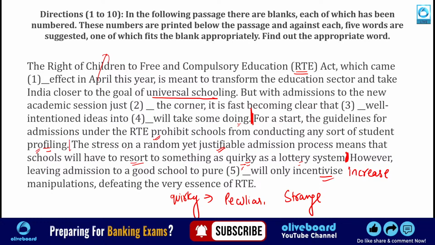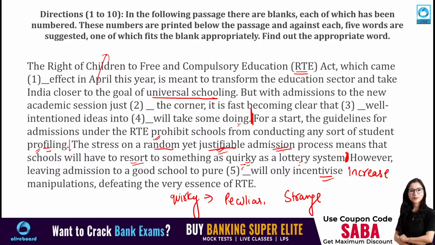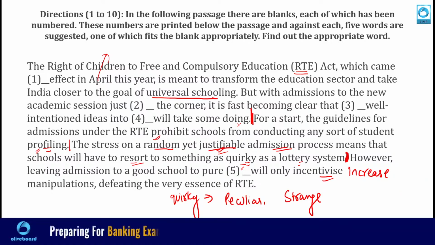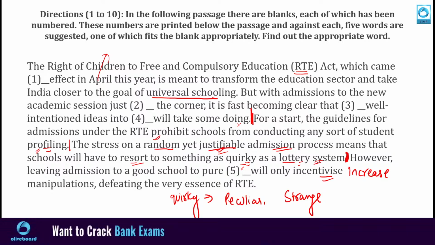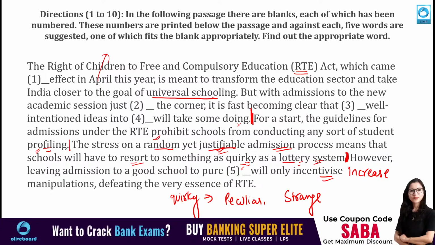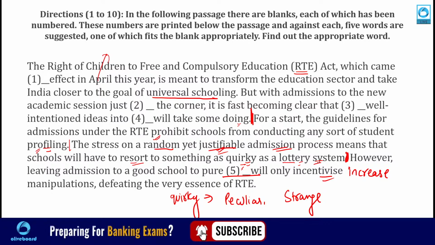The stress on a random yet justifiable admission process की. अब जो stress है burden है schools पे, वो किसका है? Random but justifiable admission process means that schools will have to resort to something as quirky as a lottery system. ये क्या होगा? Lottery system पे. However, leaving admission to a good school to pure dash. Are we talking about merit here? Method कैसे होगा? To pure method? No.